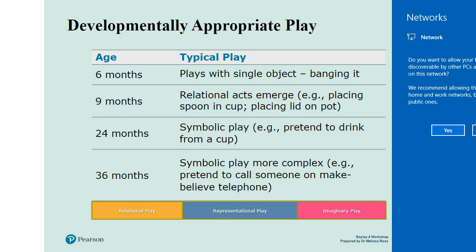By 2 years of age, the child begins to incorporate symbolic or pretend play. Children pretend to drink from a cup and put dolls to bed. Symbolic play becomes more complex with age, incorporating substitutions and fantasy in pretense. For example, a child aged 36 months may hold a hand to the side of his or her head and pretend to call someone on a make-believe telephone.